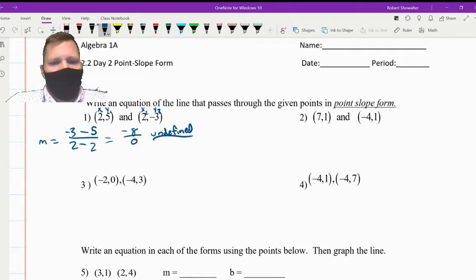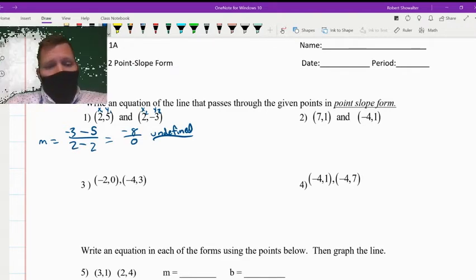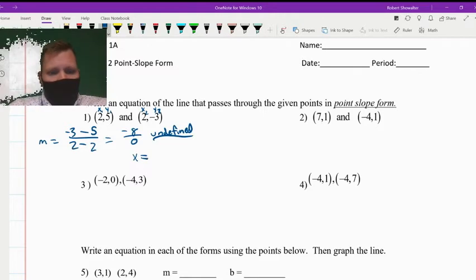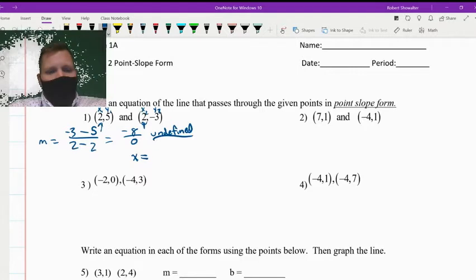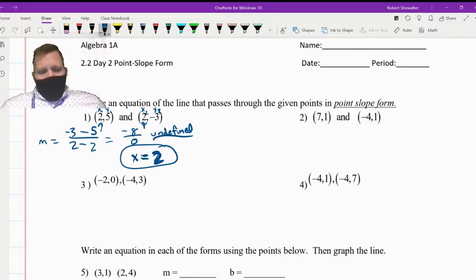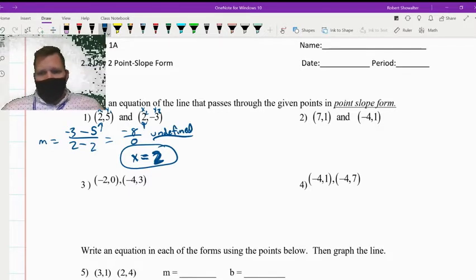Now, this is one of those scenarios where it's kind of interesting and kind of difficult to remember. But when we have an undefined slope, we end up having a vertical line, which is an x equals equation, and we use the x coordinate that's given. So what's interesting is we really don't have a true point slope form for this one because there's no real slope. It's an undefined slope. So we just write it x equals 2 and leave it, and we consider that point slope form in this case.